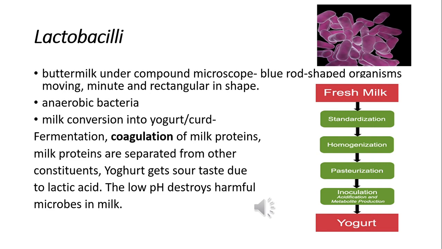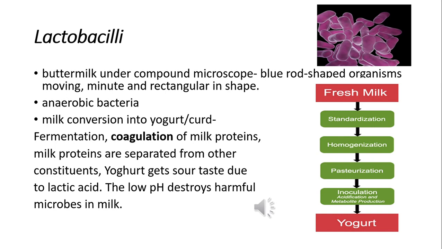The word anaerobic means they survive without air, without oxygen, and they can produce energy without using oxygen, which is the opposite of aerobic. We are aerobic animals, the human being, because without oxygen, without air, we cannot survive, we cannot produce energy. But the lactobacilli are anaerobic organisms.